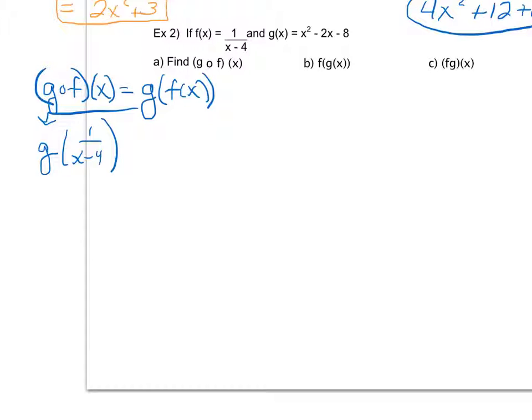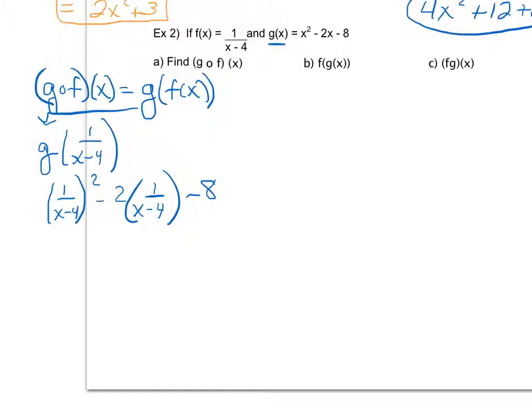What does that mean? That means go to g, and every time I see a variable, plug 1 over x minus 4 in. So this is going to give me 1 over x minus 4 squared minus 2 times 1 over x minus 4 minus 8. Oftentimes this freaks students out because, oh my goodness, I'm squaring some kind of crazy fraction function.